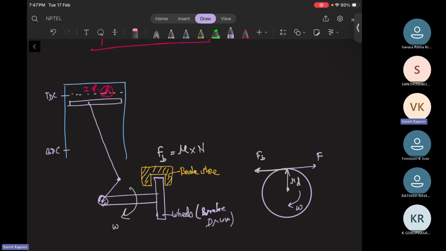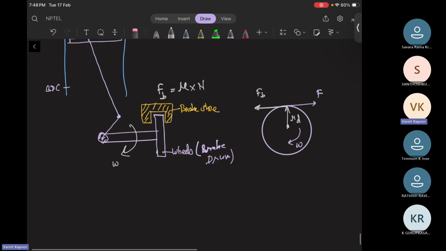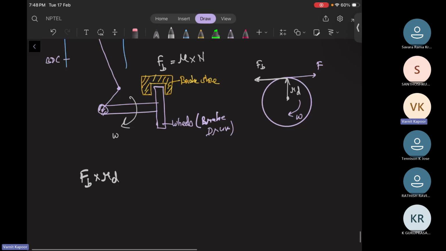So RD cross FB is your braking torque, and if you multiply the torque with the omega, you get the power of it. So let me write here, FB cross RD is your brake torque, that is your TB.